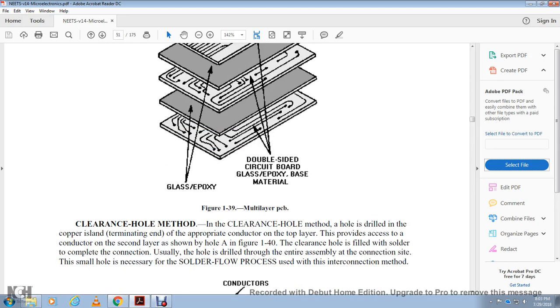Clearance hole method. The hole is drilled with the copper island terminating the appropriate conductor on the top layer. The conductor on the second layer is shown in the hole in figure 140. The clearance of the hole is filled with solder to complete the connection.